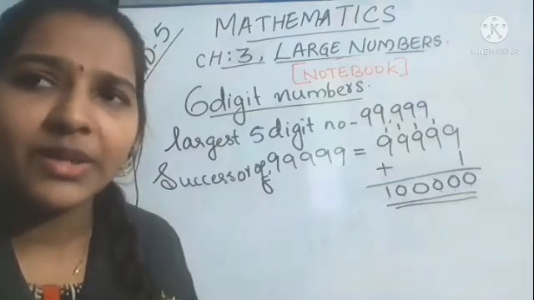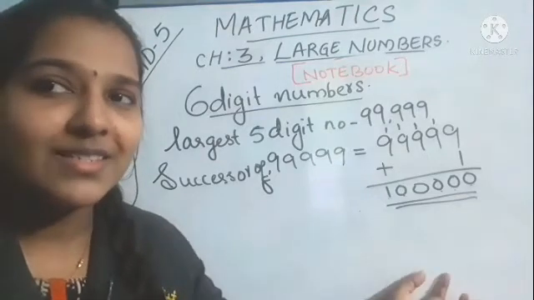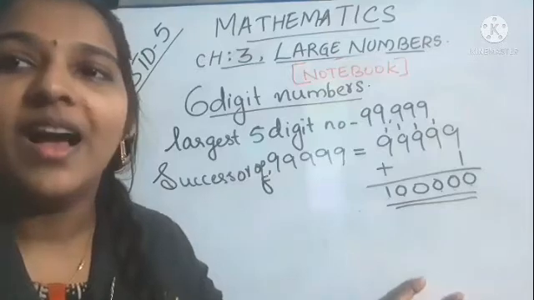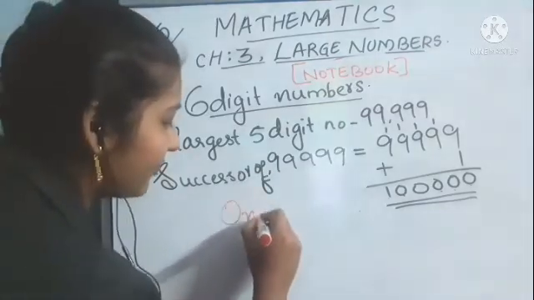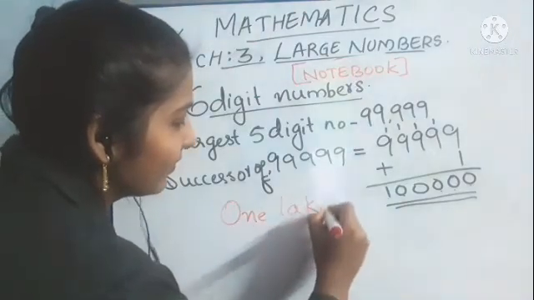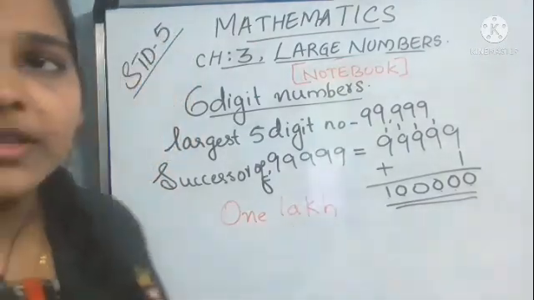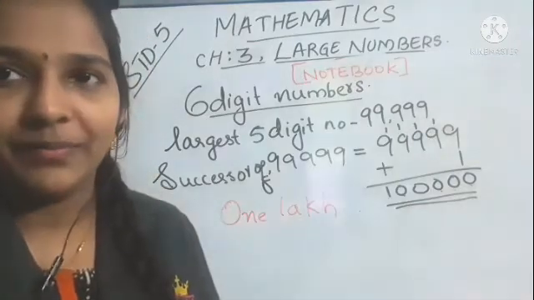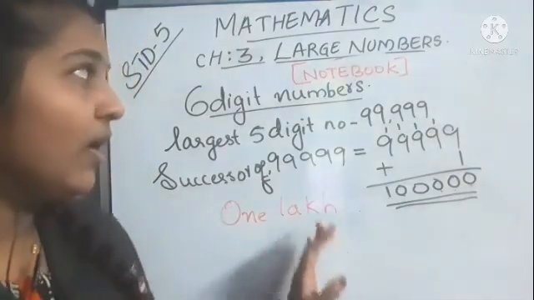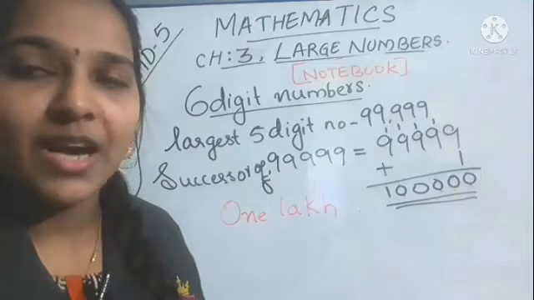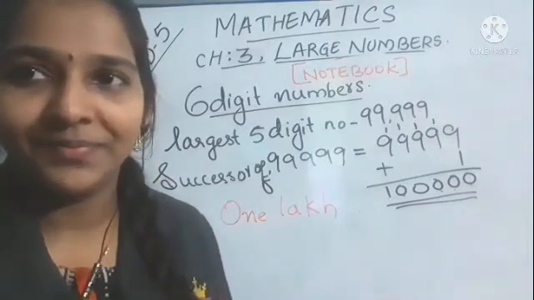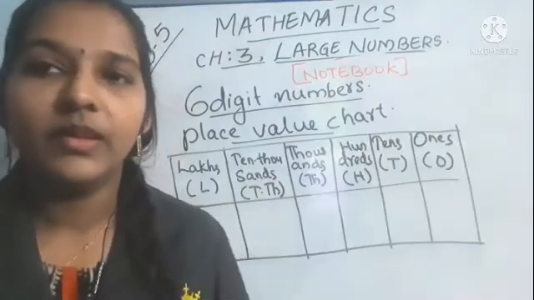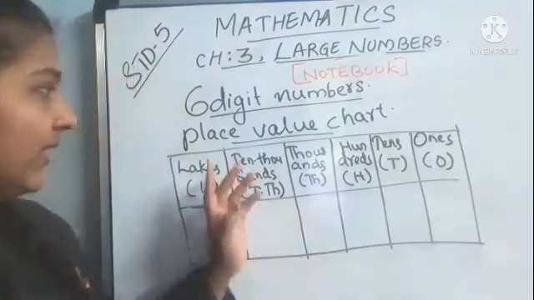Children, do you know how to read this number? This number is called 1 lakh. It is called 1 lakh. Okay, this is the number 1 lakh. Okay, now I will show you how the place value chart of the 6-digit number looks like. Okay, children, look at the board.